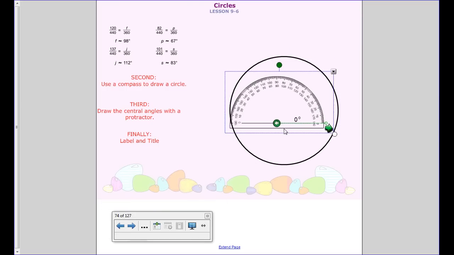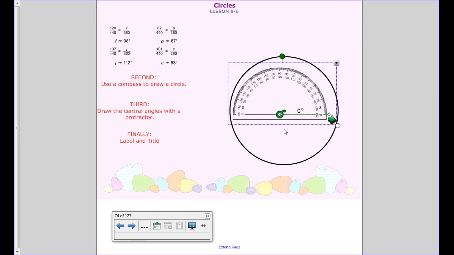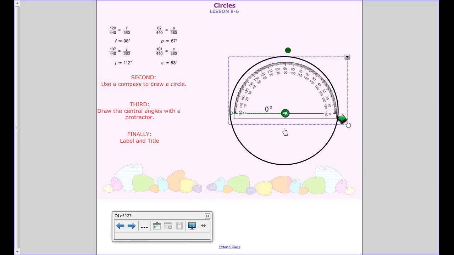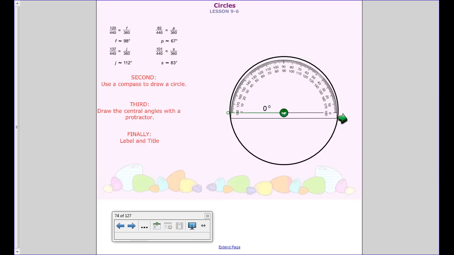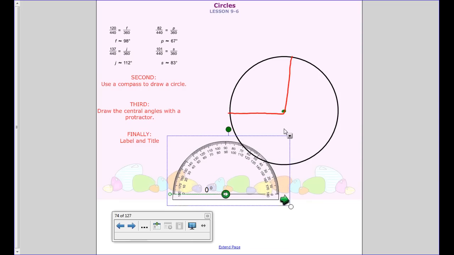So again, I'm going to do my best here. Okay, I'm going to say the central measurement is right here. And if you use a compass to draw your circle, you're going to know exactly where the center is. Unlike me, who has to be a little more careful on it. There we go. So, first is 98. So I'm looking, 98 is right from here to here. There we go. All right, so that is freshman.